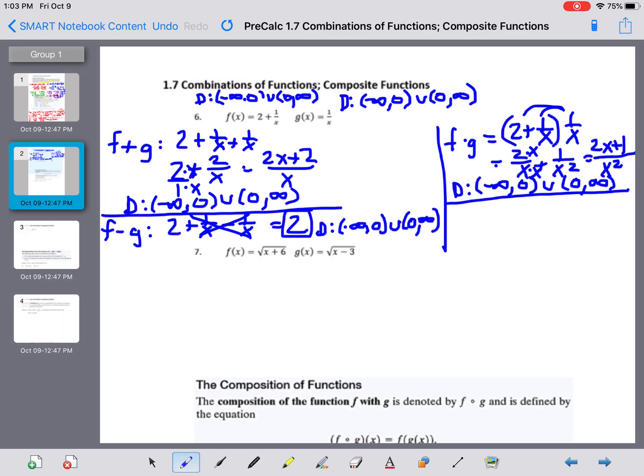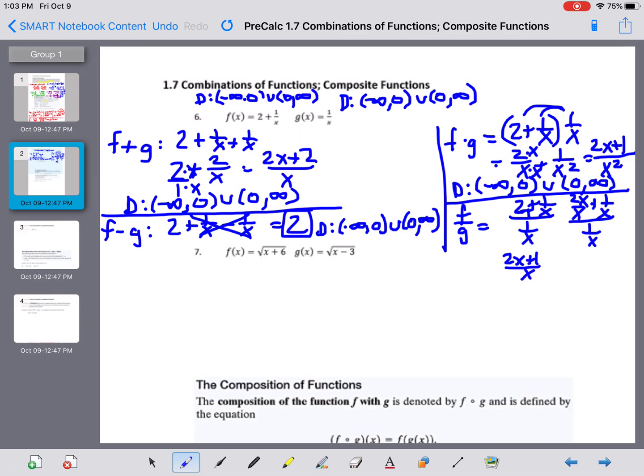All right, last one, f divided by g. So I get 2 plus 1 over x, all divided by 1 over x. It looks like almost a test question from chapter P. Put this over 1. Common denominator in the top, I get x, so I get 2x plus 1 over x, all over 1 over x. When I join the top, the numerator, I get 2x plus 1 over x.